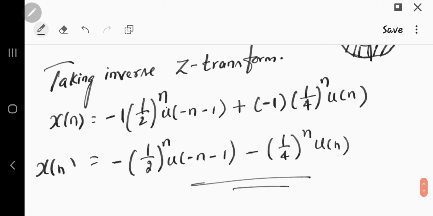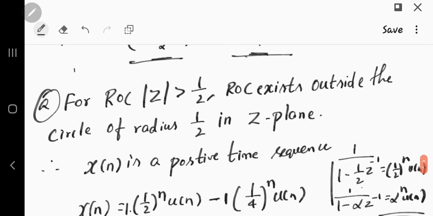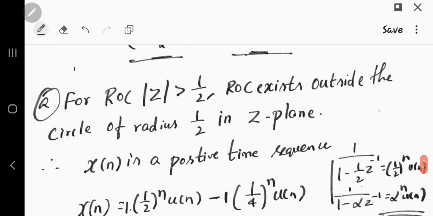So this is the inverse Z transform for x of z when the ROC lies in between those two circles. Okay, and I think I have not written ROC for the first case. If you want that, it will look like this. One is 1 by 4, another one is 1 by 2.